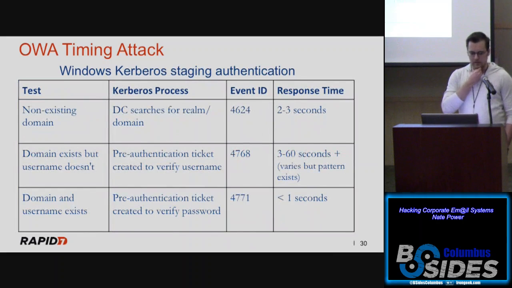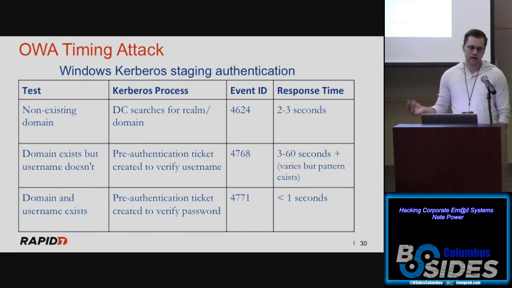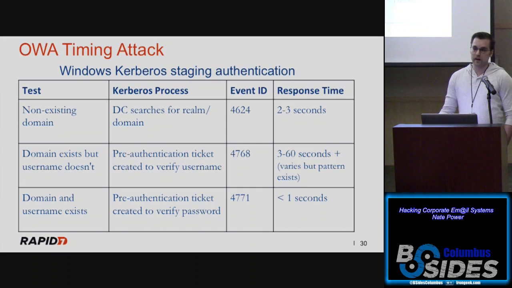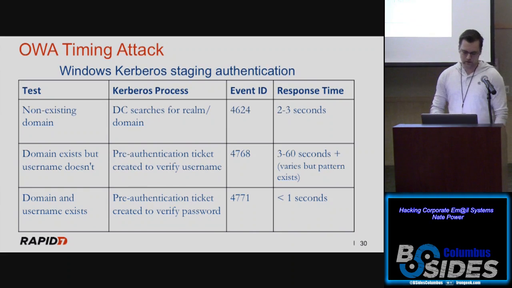Looking at some of the time responses on different scenarios. If I'm sending an authentication request and it's a non-existent domain, I don't know what the domain is, I'm seeing response times come back between 2 to 3 seconds. If the domain exists, but I don't have the username right, I'm seeing these response times vary, but there's always going to be a pattern there. So let's just say every invalid account comes back within 15 seconds. If the domain exists and the username exists, I'm seeing all these response times come back underneath 1 second. So that way we know the account's in Active Directory.